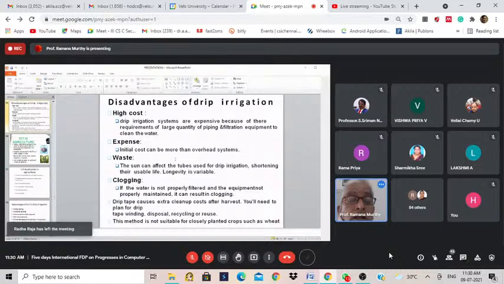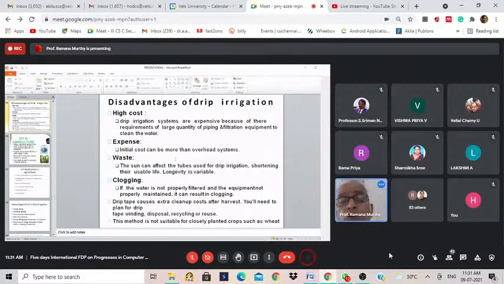Then there is clogging. If the water is not properly filtered and the equipment is not properly maintained, it can result in clogging. Drip tape also causes extra cleanup costs after harvest. You will need to plan for tape winding, disposal, recycling or reuse. This method is also not suitable for closely planted crops such as wheat, because all crops are not alike. Every crop has its own requirements, so wheat can't be put under drip irrigation.